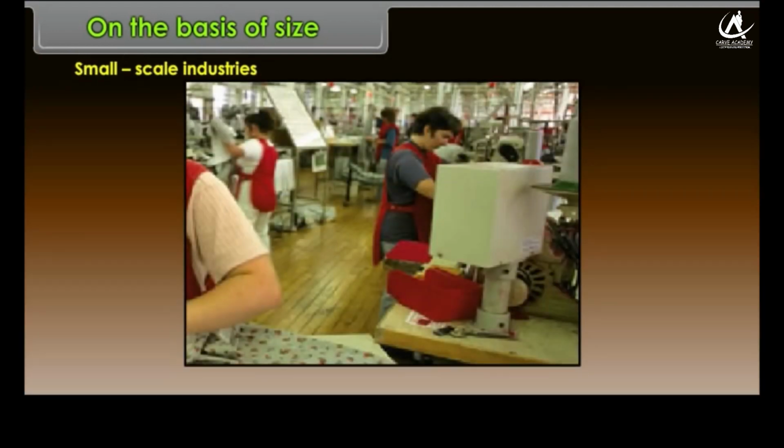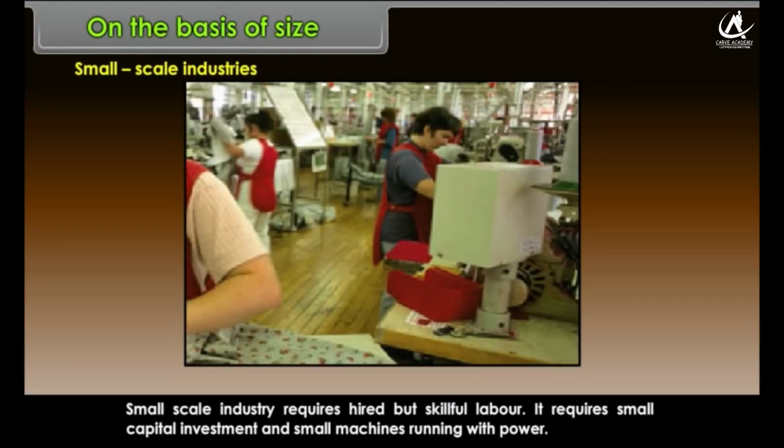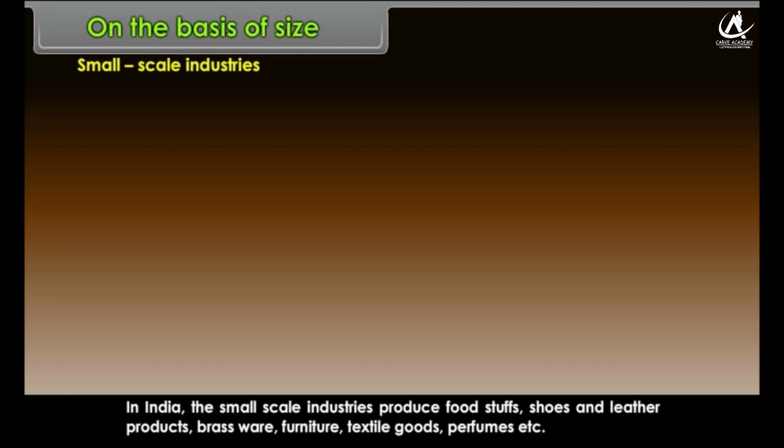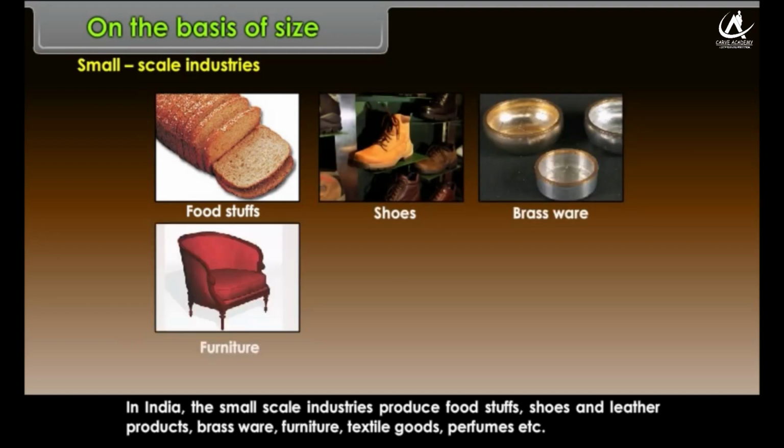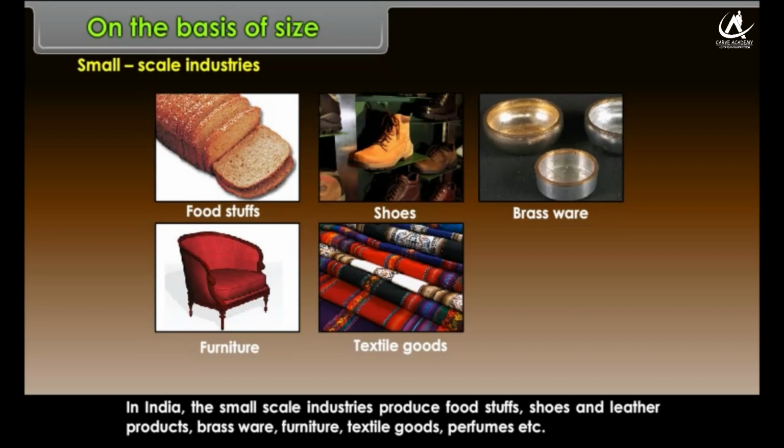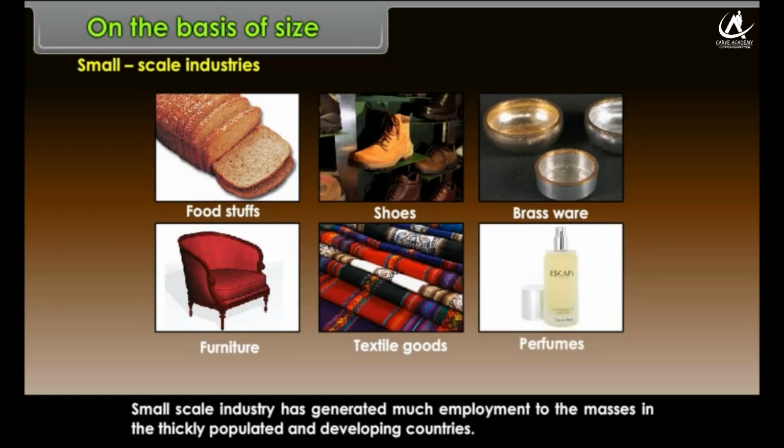Small-scale industries. Small-scale industry requires hired but skillful labor. It requires small capital investment and small machines running with power. In India, the small-scale industries produce foodstuffs, shoes and leather products, brassware, furniture, textile goods, perfumes, etc. Small-scale industry has generated much employment to the masses in the thickly populated and developing countries.